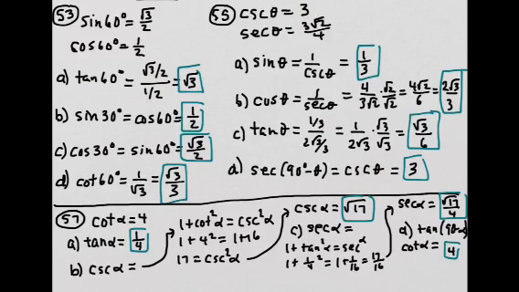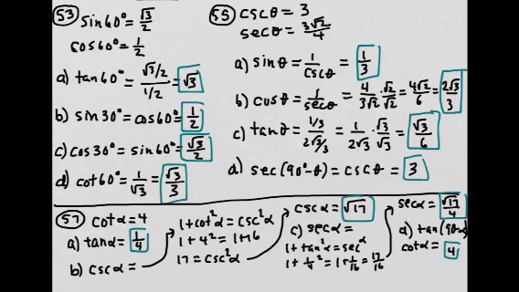Okay. For 57, all they gave you was cotangent of alpha. This angle right here is alpha, equals 4. So tangent is a reciprocal, 1/4. For cosecant alpha, I used this Pythagorean identity right here, replacing the cotangent with 4, and then 1 plus 16 is 17, and take the square root of that. So cosecant of alpha is radical 17.